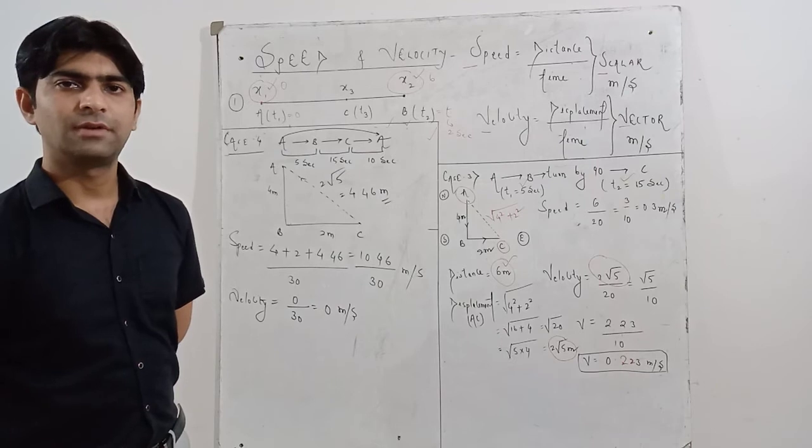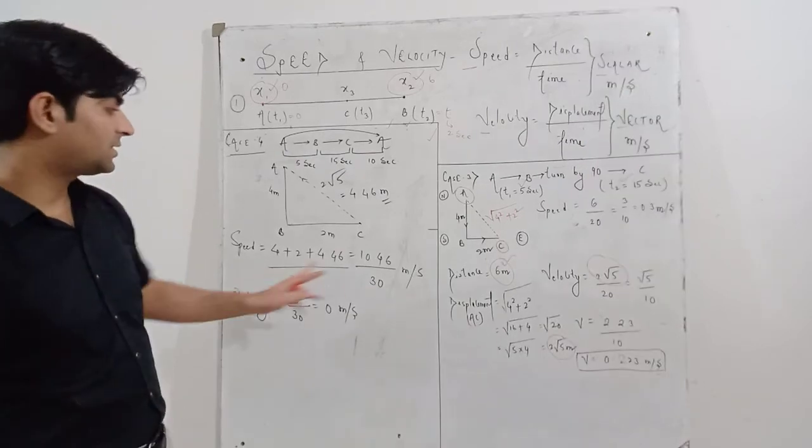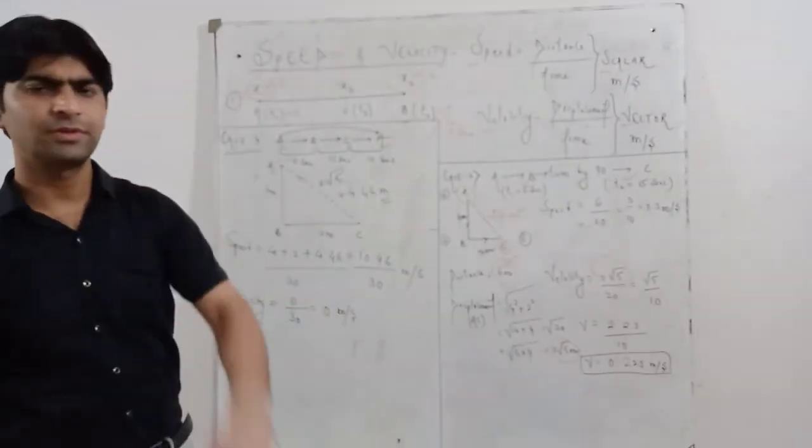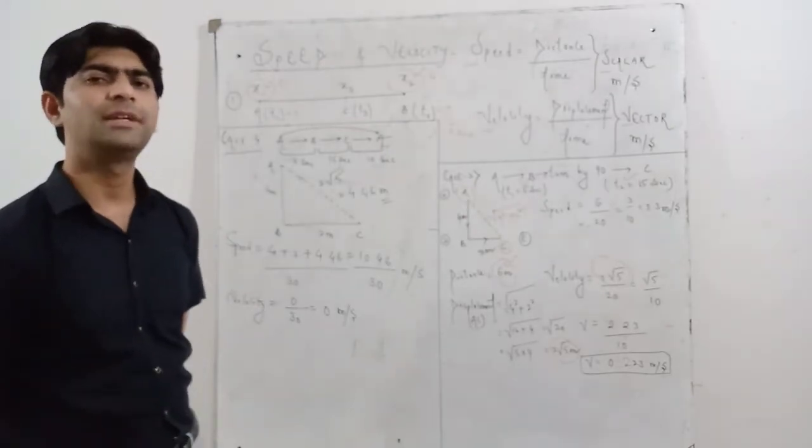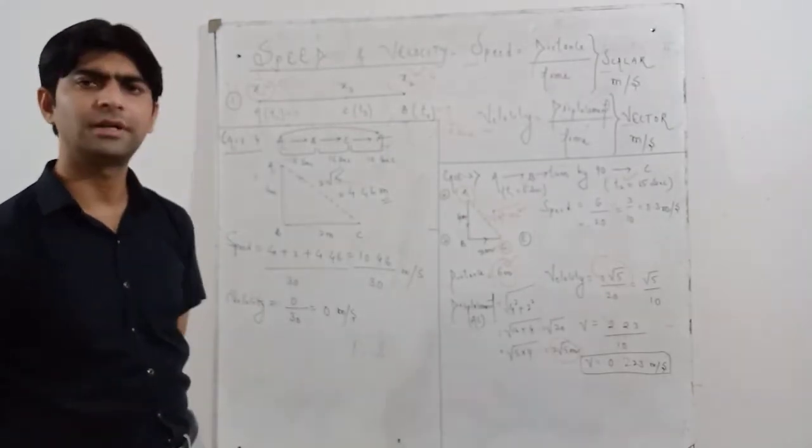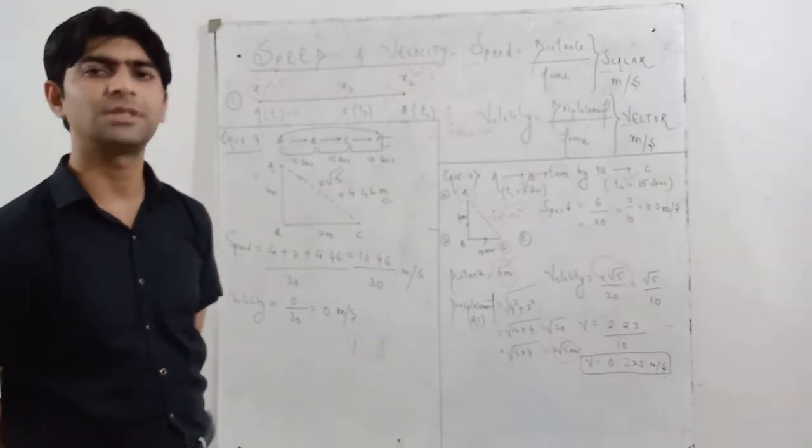That means in this case the velocity is 0 meter per second and the speed is 10.46 upon 30, almost you can say 1/3, that is 1/3 meter per second. You may calculate it. The data doesn't matter for me, the concept matters.